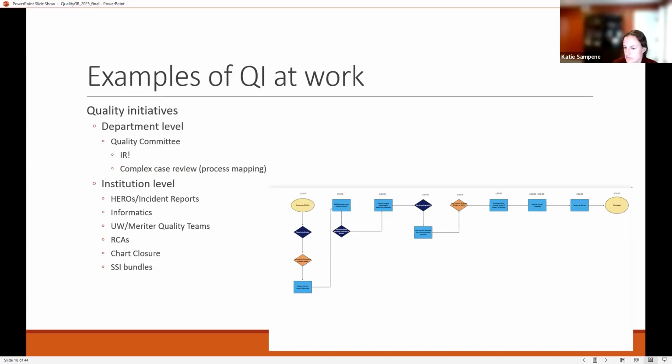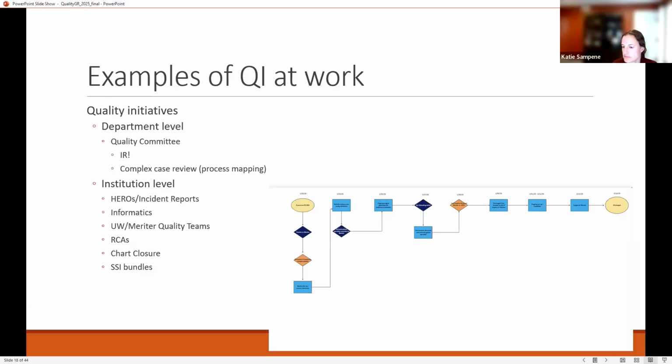One example is an RCA. So at an institution level, when we're looking at systems-based issues and trying to figure out how we can improve, we'll often do an RCA, a root cause analysis. These are long kind of looks into depth into whatever issue might have been identified with a larger group of people trying to find the root cause and make solutions and improve the work.